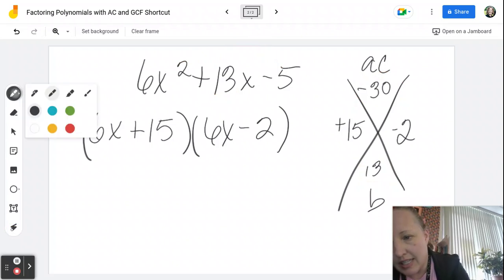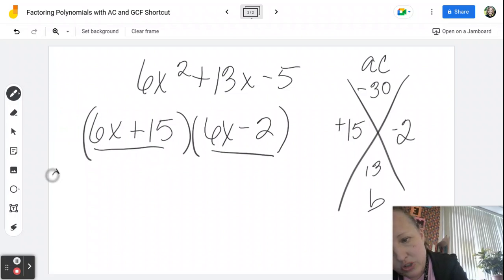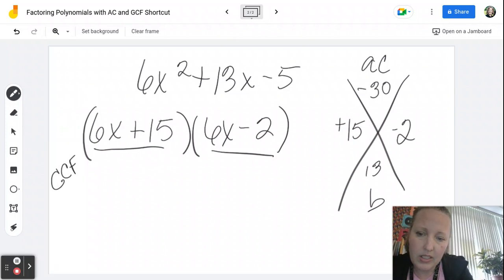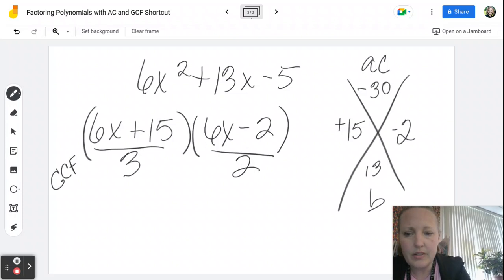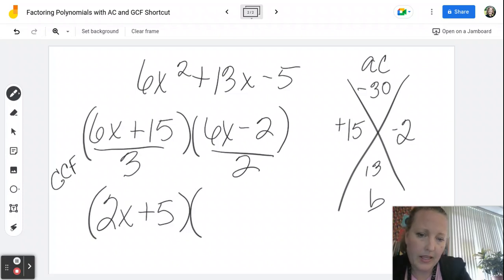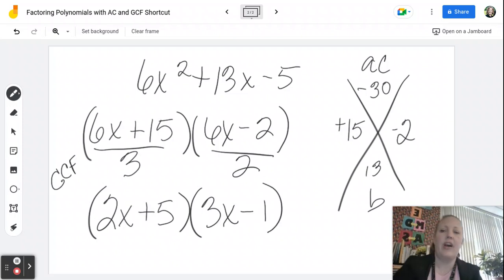Okay, the last step is that we're going to divide by the GCF, greatest common factor, in each. We'll see, 6 and 15 have a 3 in common, right? 6 and 2 have a 2 in common. 6x divided by 3 is 2x. 15 divided by 3 is 5. 6x divided by 2 is 3x. Negative 2 divided by 2 is a negative 1, and we have factored it.